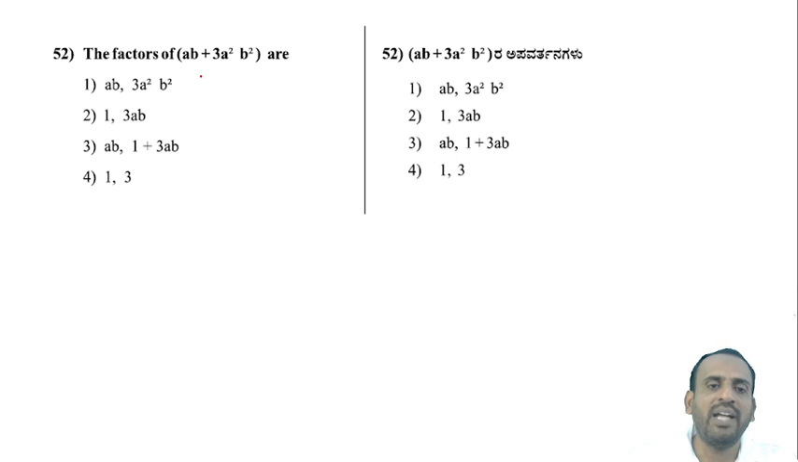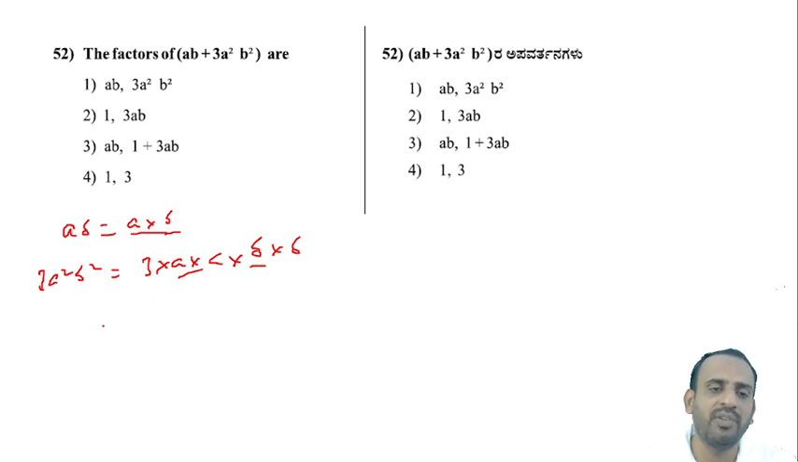Next one. Factors of AB and 3A square, B square. So AB means A into B. 3A square, B square means 3 into A into A into B into B. So which is common here? AB is common. So A and B is common. So when you take out AB outside, what will remain here instead of AB? Because it is multiplication, 1 will remain. Plus, out of this 3A square, B square, 1A is gone, 1B is gone. So what will remain? 3AB will remain.